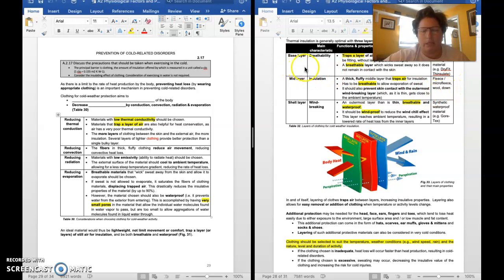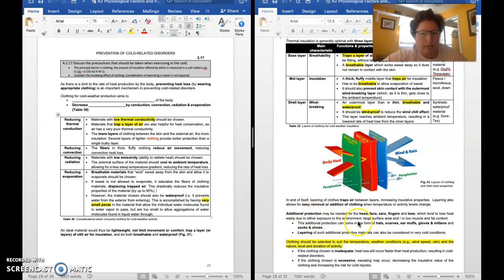And then our base layer, the one closest to our skin, needs to have breathability so it can wick away the sweat so it doesn't remain in contact with the skin. So these are things called dry fit or thinsulate. They are synthetic just like the others are. So what it does is it traps a layer of air close to the skin so that we don't lose heat, right? So this layer should be fitting without large gaps, but it shouldn't be so tight that it's uncomfortable, right?